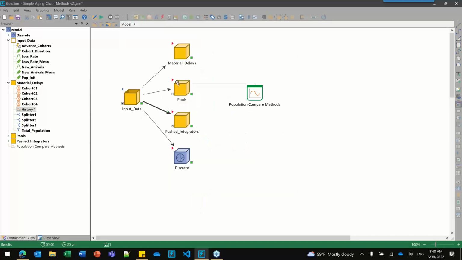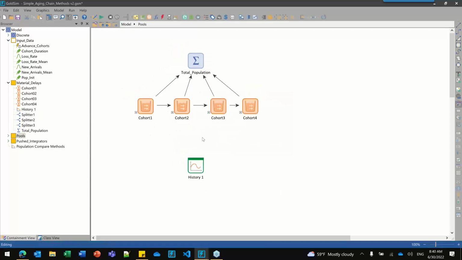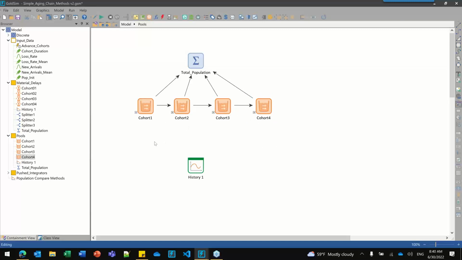The next one is pools. We can use pools. Let me go in there. You can see it looks simpler, and this, I would say, is probably one of the most flexible methods to use, especially when you're working with larger populations, and if you have to have a lot of inflows coming from other parts of the system. I would say pools might be the easiest. Well, I shouldn't say easiest, sorry, most flexible.